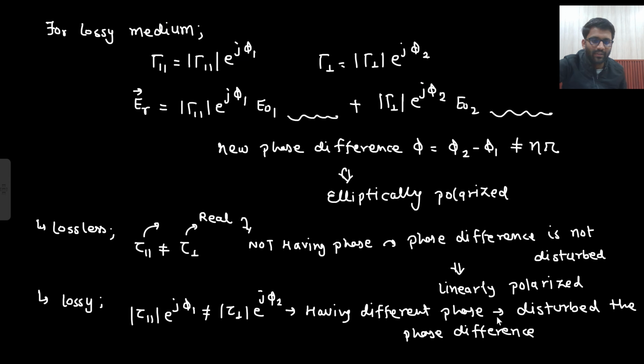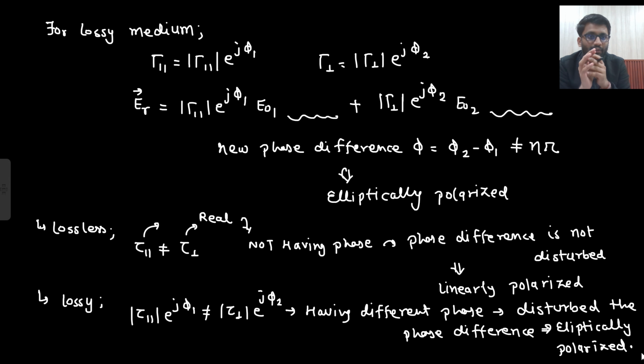So disturbing the phase difference means it will become elliptically polarized. Say yes or no, right? Because here the phase difference is disturbed for lossy medium.